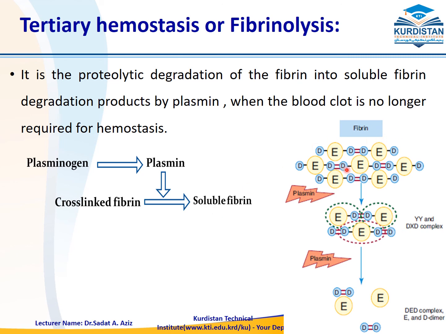As I said before, when the blood clot is no longer required for hemostasis, the aggregated fibrin and the mesh of the fibrin with the aggregated platelets and erythrocytes should be removed at the site of the injury to enhance a smooth blood flow and returning the circulation into a normal situation.